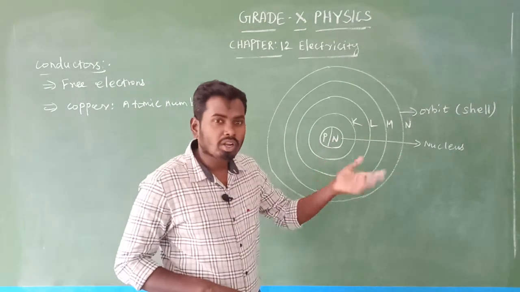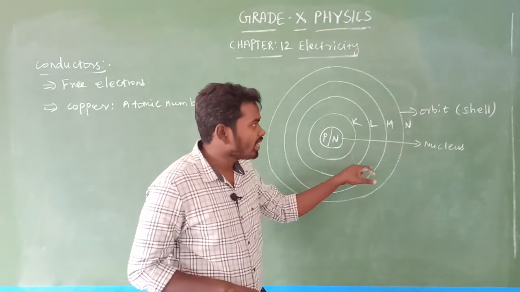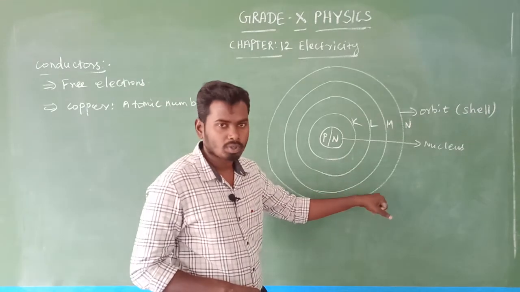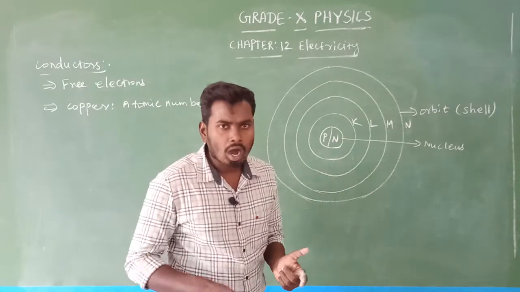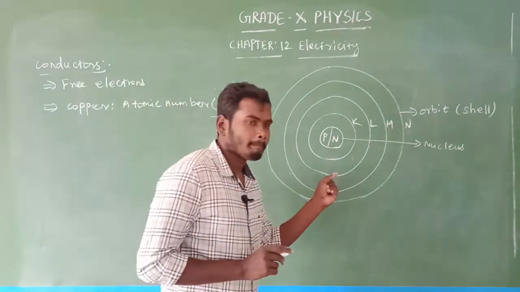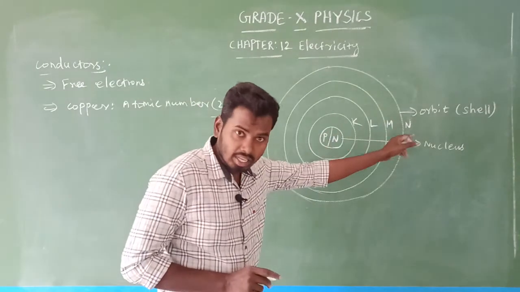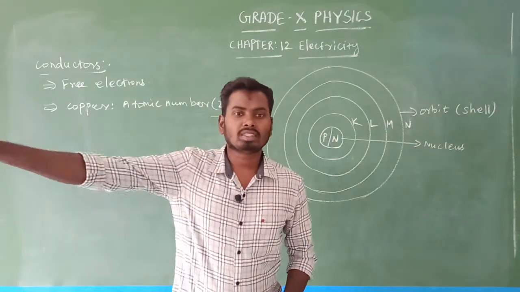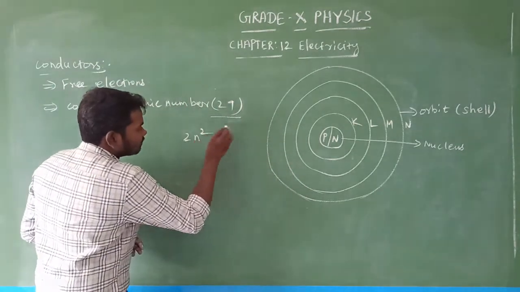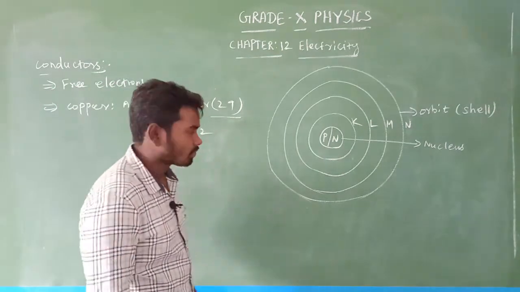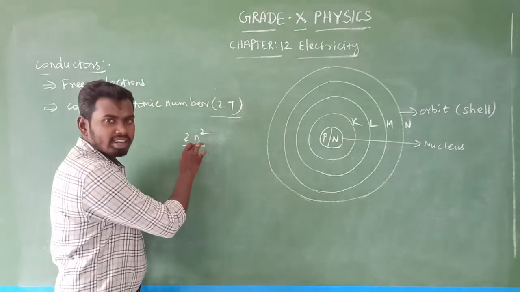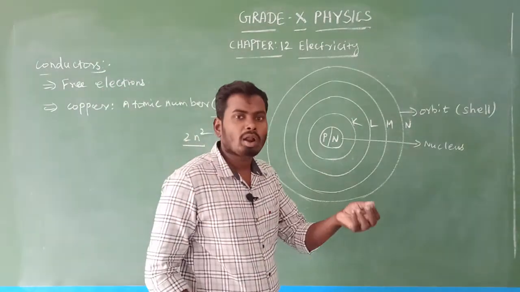We already know the protons and neutrons are held firmly at the nucleus. Only the electrons are continuously revolving. Here, how many orbits are there? Four orbits: K orbit, L orbit, M orbit and N orbit. In each and every orbit or shell, how many electrons should be present? We can find out by the 2n squared formula. What is n? n is the number of the orbit.